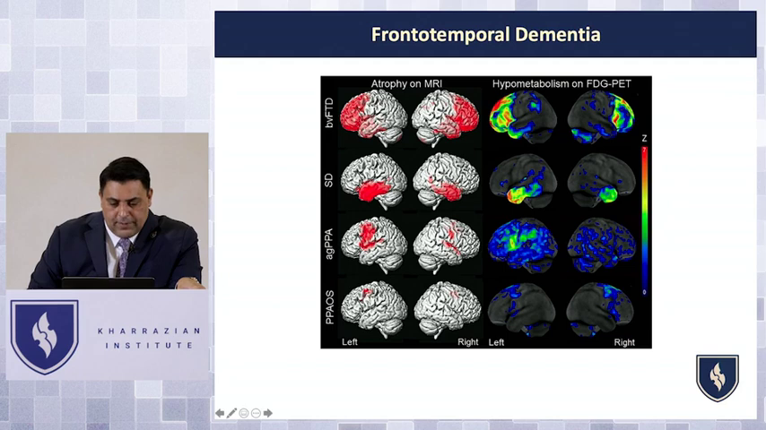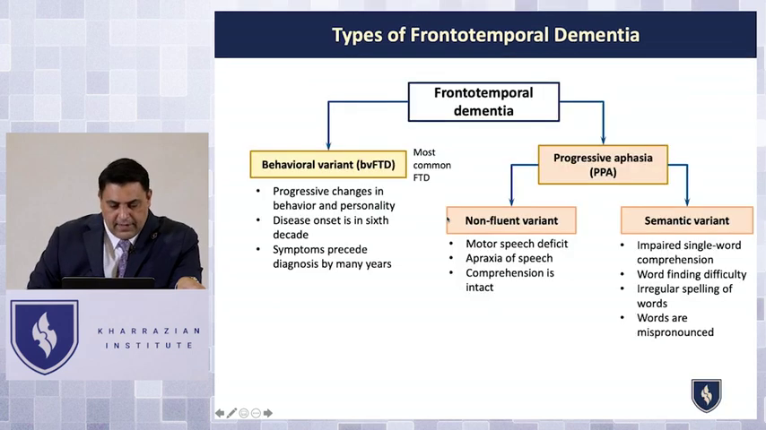So remember, with frontotemporal dementia, the frontal lobe is impaired, and this frontal lobe influences the corticospinal tract, which causes a lot of these upper motor neuron signs and symptoms. Now, with frontotemporal dementia, you have two variants. The behavioral variant is the most common.